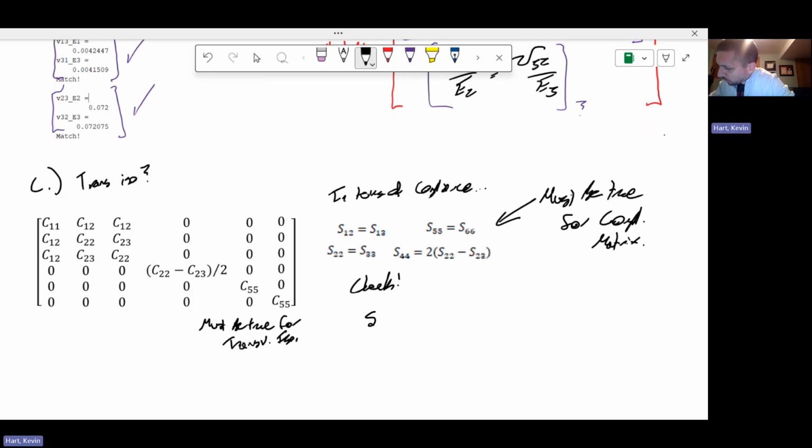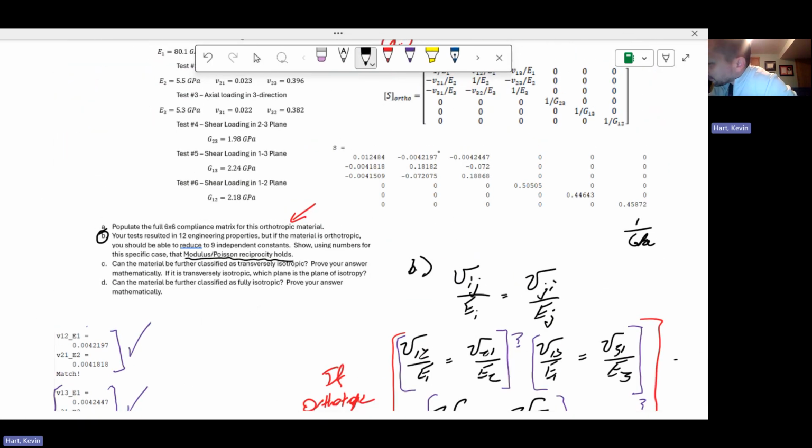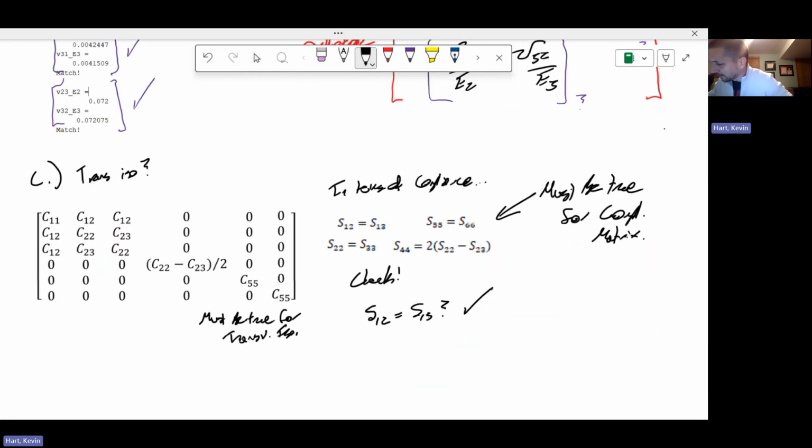Okay, so does S12 equal S13? Well, you can go back up to the compliance matrix and look. Does S12, which is here, equal S13? Oh, yeah, it looks like they're pretty close. Not exactly on, but I'd say they're pretty close. So yes, this is good.